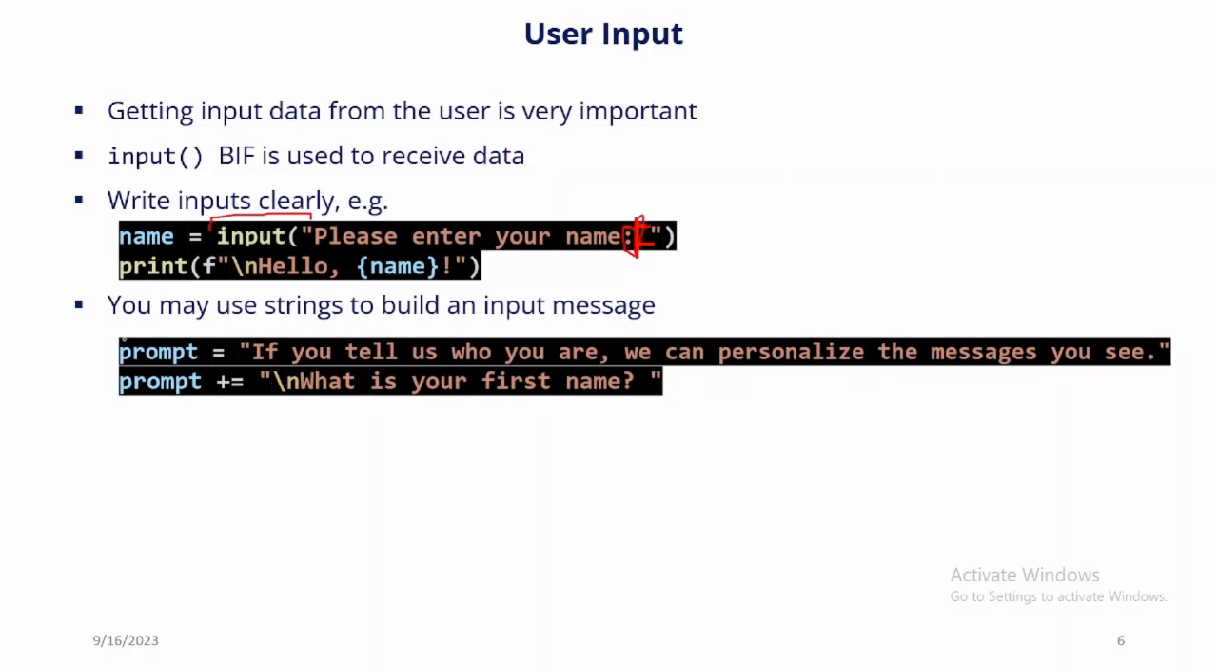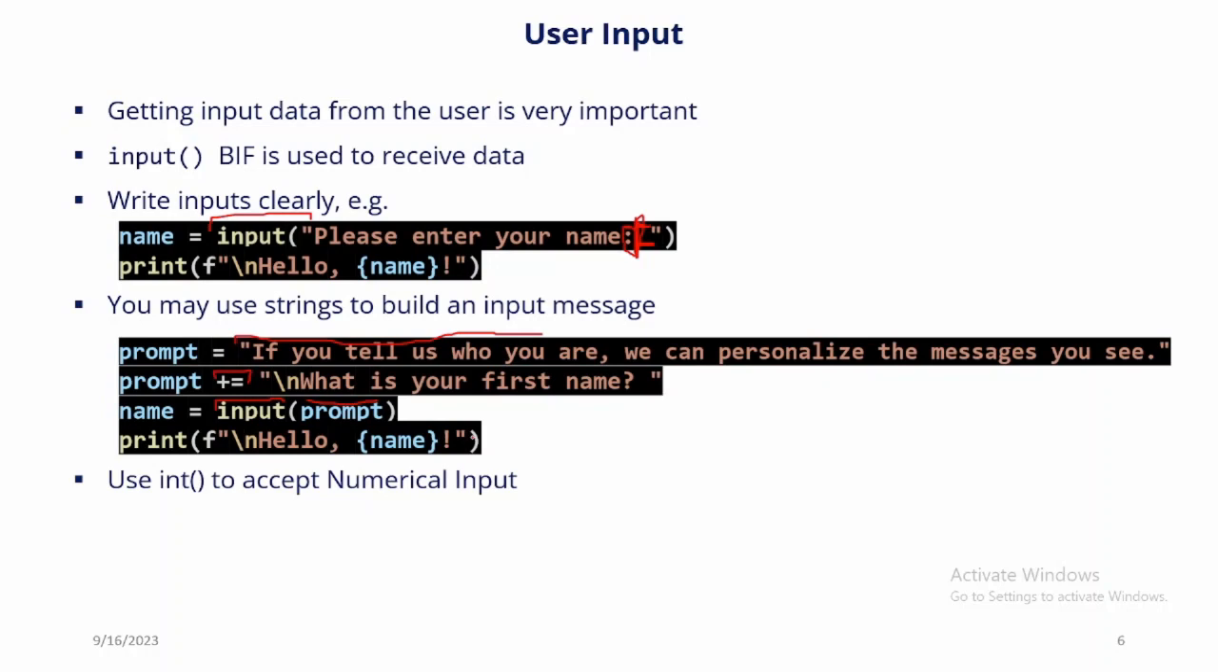So we have a string called prompt, which takes a part of a statement that is very long, and then we continue the prompt using the concatenation plus before the string ends. So we can now say name is equal to input prompt, rather than writing this whole long sentence inside the input BIF. So that's a better way to construct your inputs.